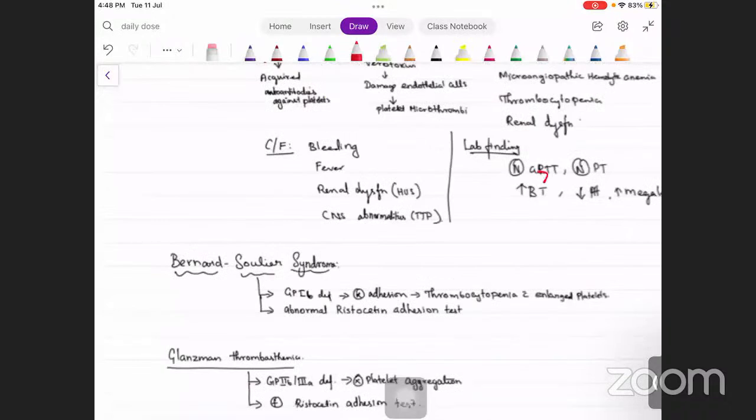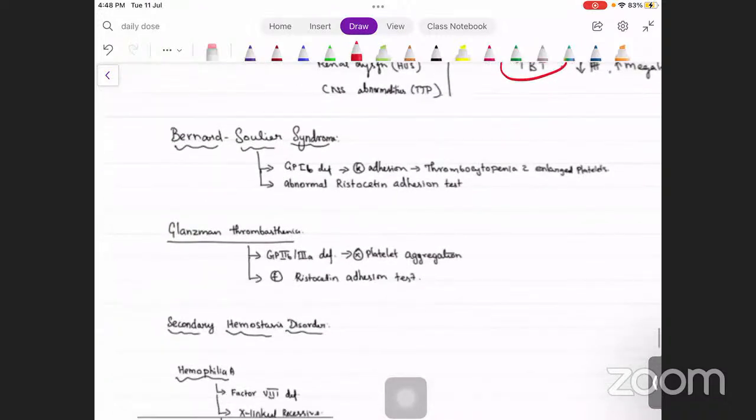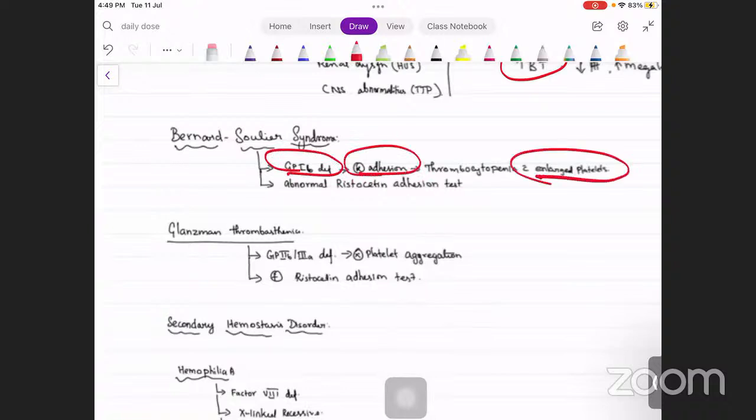Where you see the increase in BT. Then you have Bernard-Soulier syndrome, a GP1b defect with improper adhesion, thrombocytopenia with enlarged platelets. Bernard-Soulier syndrome is seen in large platelet defect. Okay, and Glanzmann thrombasthenia, a IIb/IIIa defect with impaired platelet aggregation, where you see the positive ristocetin aggregation test.